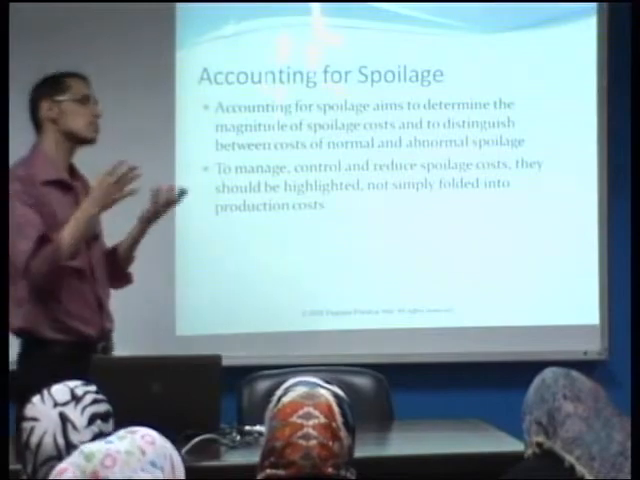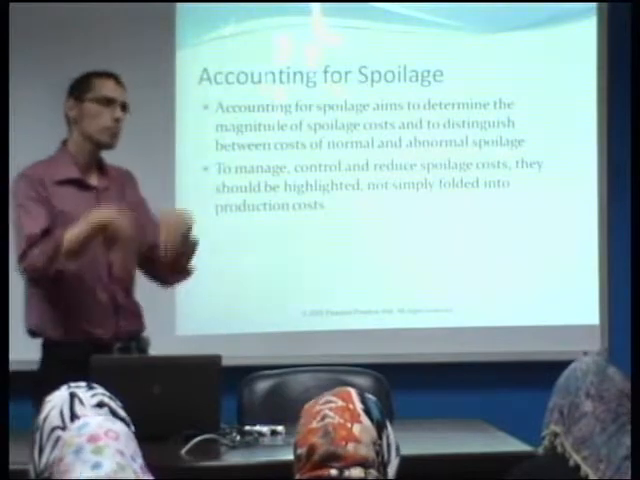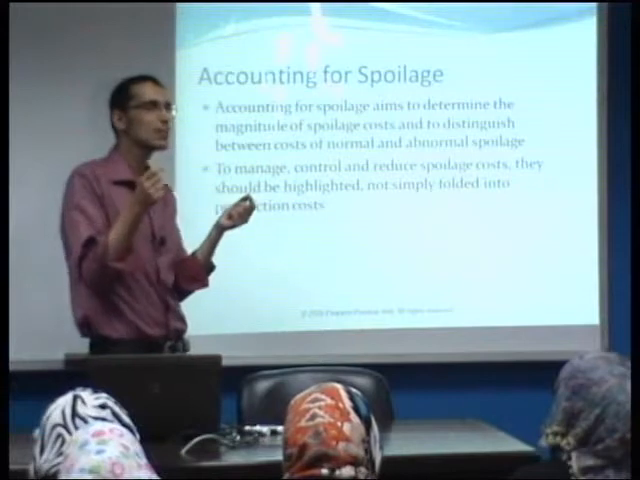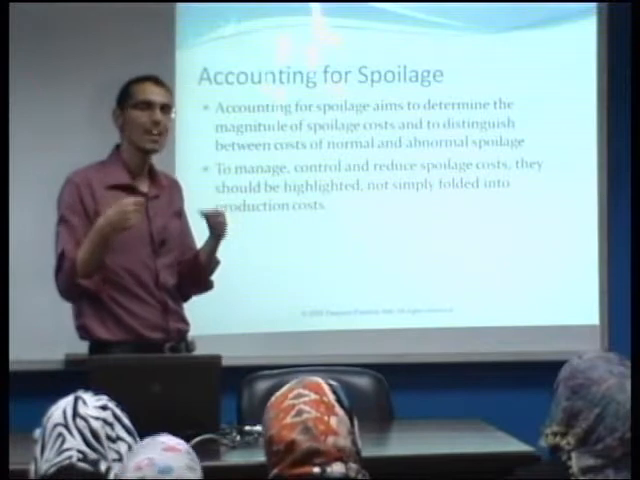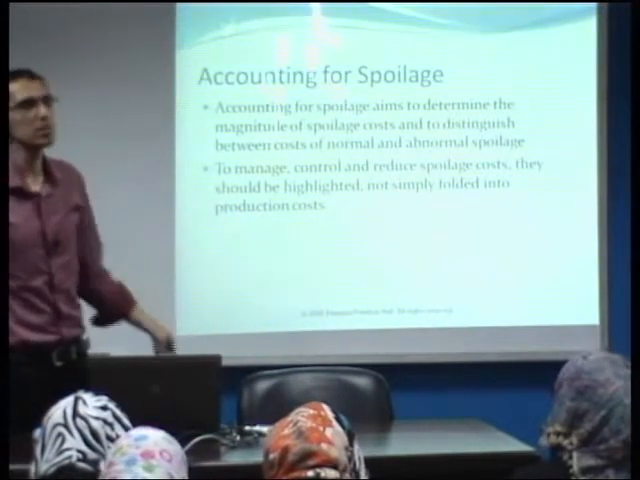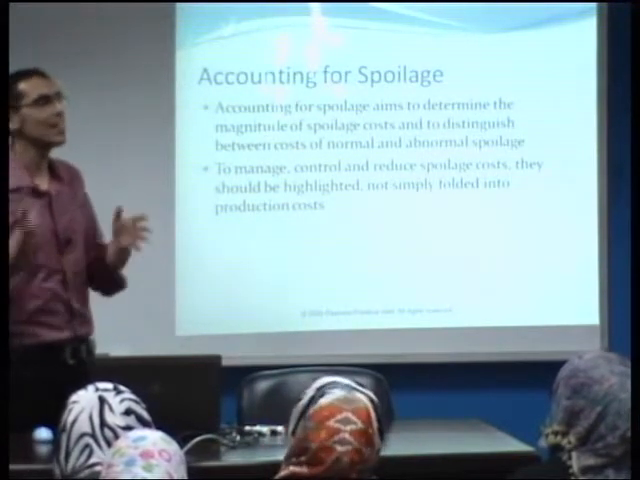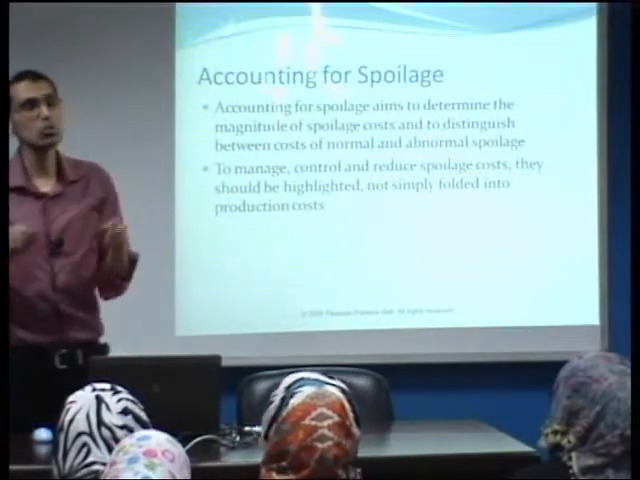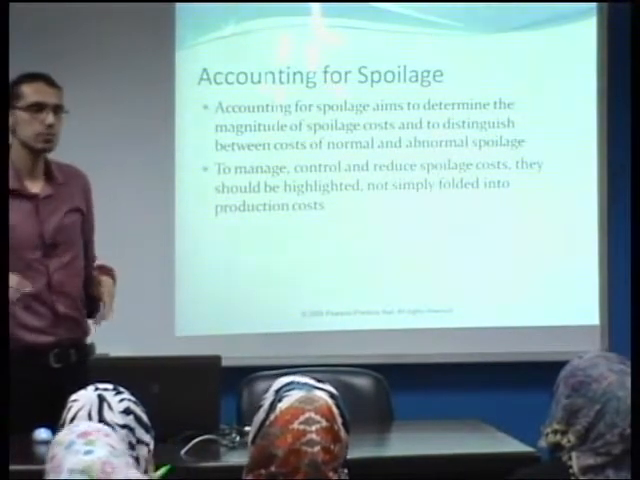Of course, what is the difference between normal spoilage and abnormal spoilage? And before considering the terms normal and abnormal spoilage, do you think it is important that we account for spoilage? Why wouldn't we say that these costs would be incurred and assigned to the different units, and that's it? Why do we need to know? Why do we need to account separately for the spoilage?